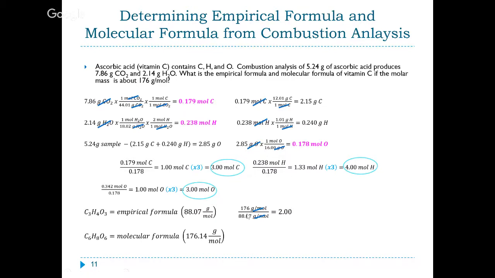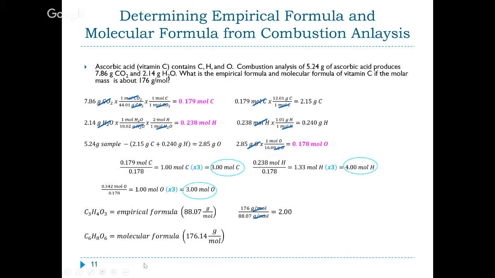So 12.01 plus 32 gives us 44.01. Then we recognize that for every mole of carbon dioxide, we have 1 mole of carbon that comes from the subscript. So we do our conversions, we multiply everything together on the top, we multiply everything together on the bottom, and then we divide. Sig figs, 3 in the front, 3 in the back: 0.179 moles of carbon.